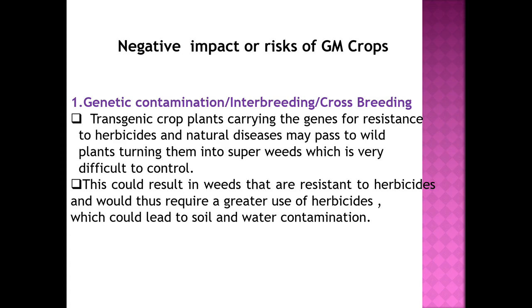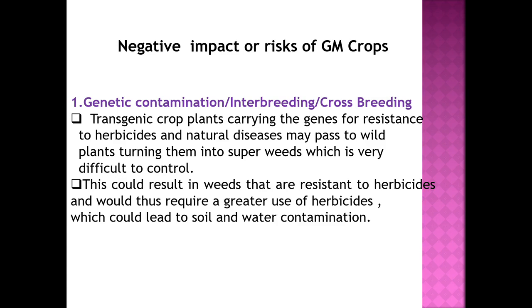Genetic contamination means that the novel characters or important characters present in the wild varieties or the endemic species may be lost due to crossbreeding. Sometimes, whenever we introduce a genetically modified plant into an ecosystem, we have introduced a gene. That gene is present in the pollen grain, and that pollen grain will go and fall on the stigma of another plant.